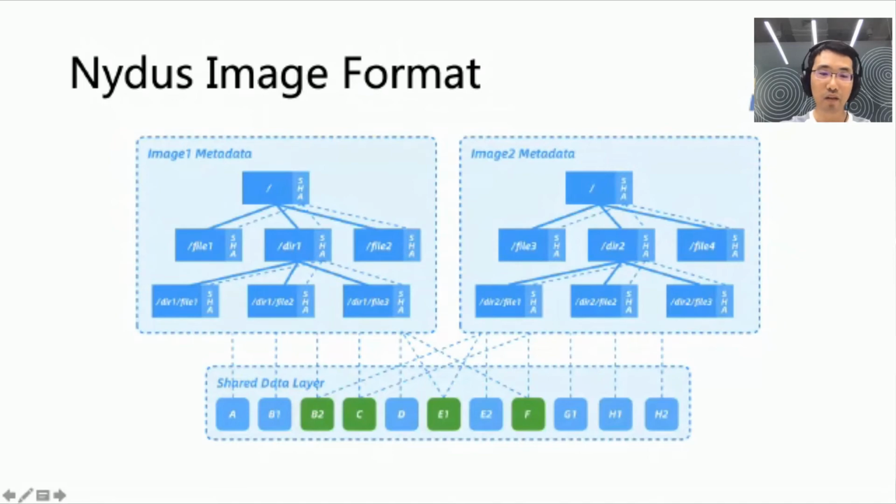So when we save a file's data as a chunk in a shared data layer, the same chunk can be shared by a different Nydus image if the two chunks have the same hash value. And all the sharing is optional. Right now it is not configurable, but we want to make it configurable in the future.